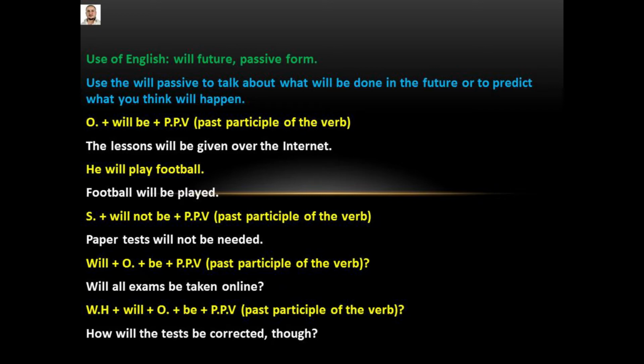Okay, let's take the active. He will play football. When we turn it into will future passive it becomes football, because we start with the object, will be, and we take the past participle of the verb play, that is played. Subject will not be past participle of the verb. This is a negative. Paper tests will not be needed.